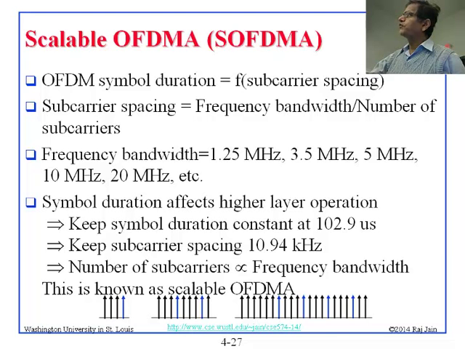If you have 1.25 megahertz and your spacing is 10.94, you can just divide 1.25 by 10.94. Roughly, 1000 divided by 10 is 100, so you get about 100 carriers, right? For this one you will get something like 300 carriers. For this one you will get 500 carriers, and so on and so forth.